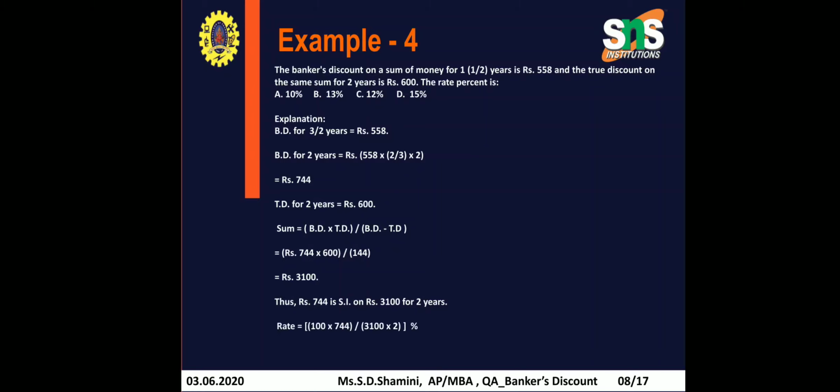So the rate is calculated by 100 into the banker's discount divided by this sum 3100 into 2 percent. So you will get 12%. So here the correct answer is option C, 12%.